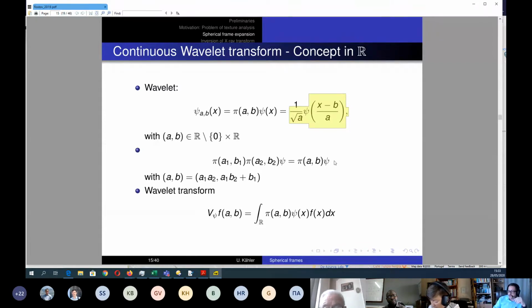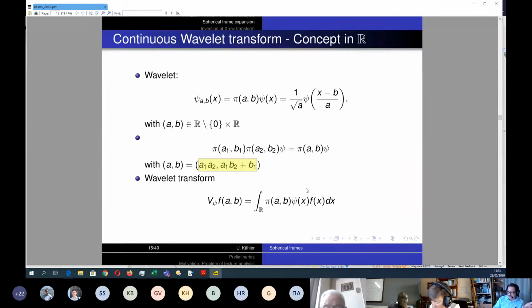Of course, that representation is a continuous one and indeed a representation. So the action here is the same as a group action acting on a and b. And the wavelet transform is again taking an admissible or square integrable function and then integrating your function f against all of these. That's basically the idea behind that one.